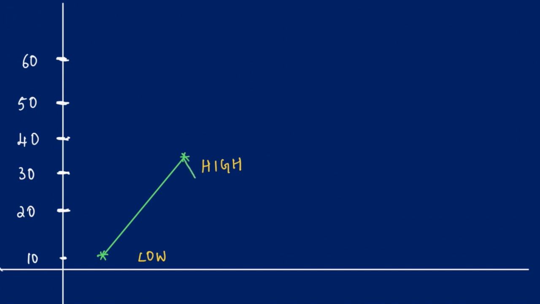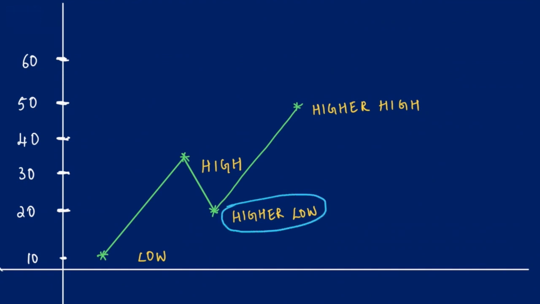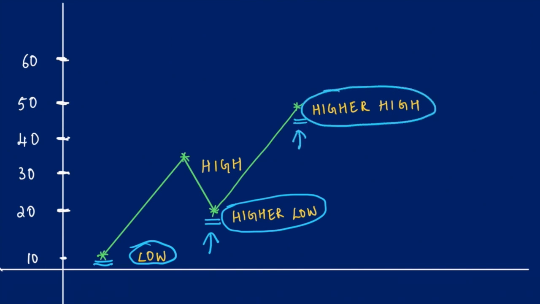The stock again went down to $20. Let us call it higher low. And finally, the market went up and closed at $50. We will call this higher high. Now we call this higher low because this low is higher than this low. And we call this higher high because this high is higher than the previous high.